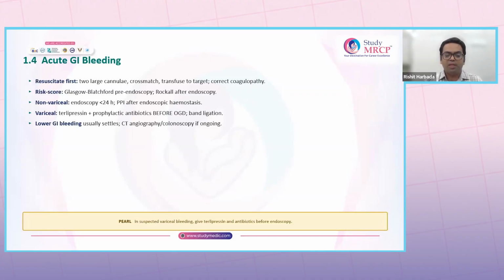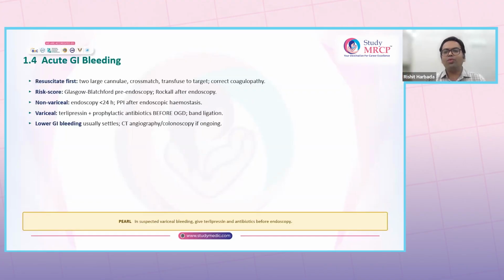IV fluids are going to be the most important. If the hemoglobin is less than 7, you have to transfuse the patient immediately, or if there is hemodynamic instability. Normally, you are going to score them based upon two types of scores. One is the Glasgow-Blatchford score, which is very, very important. It is done before endoscopy, and it predicts whether this patient will need blood transfusion and endoscopic therapy. If the Glasgow-Blatchford score is 0 to 1, it means the patient is stable. You can manage them at home or as an outpatient.